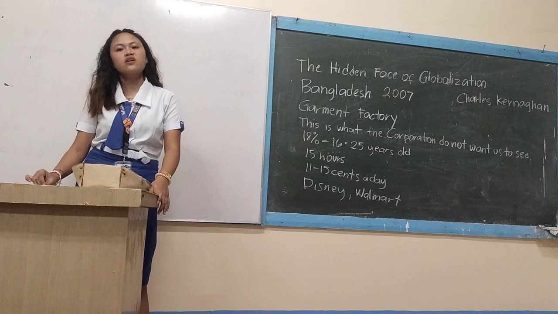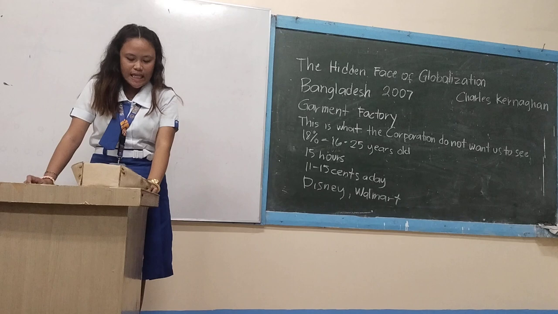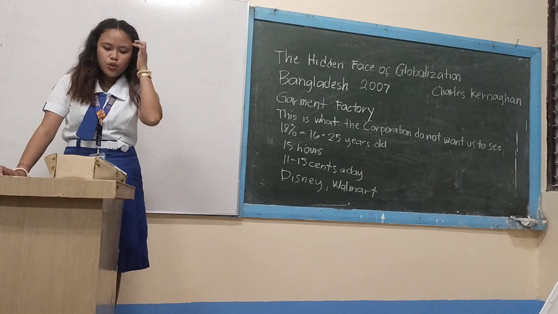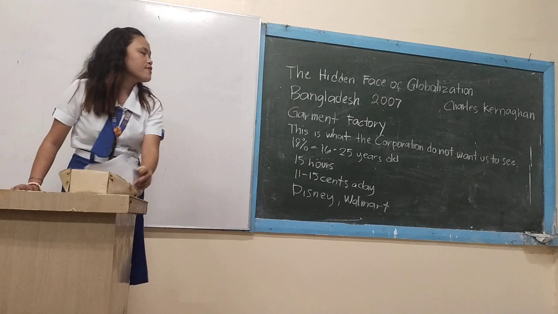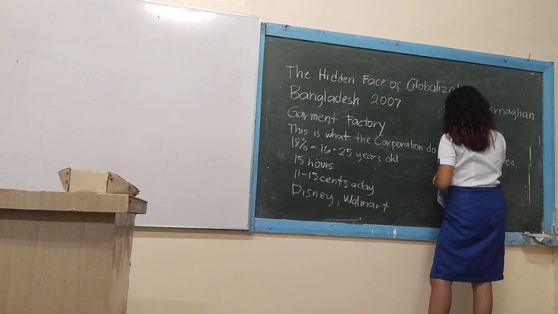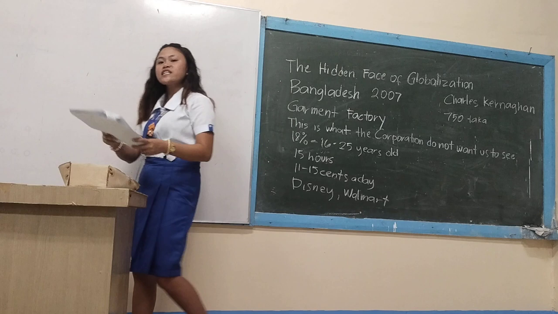In the video also, they interviewed Lisa Raman, who worked 3 years in a sewing factory at Disney Garments. She works until 10 at night, starting at 8 a.m. She lives in one room with 5 people with a rent of 750 taka. Taka is the currency of Bangladesh. It equals $12.24.